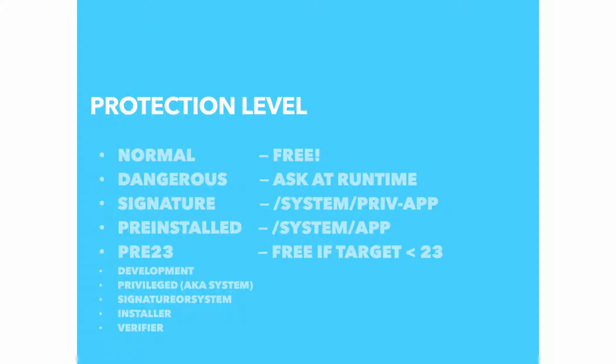Protection level. Android has lots of protection levels. The ones we really care about here are the first 5. Normal. The good news is if you're on Marshmallow, you get all your normal permissions for free. Anything that's just a normal protection level, like internet, you totally get for free. The user's not going to be presented with any scary dialogue when installing, asking for internet, you just get it.